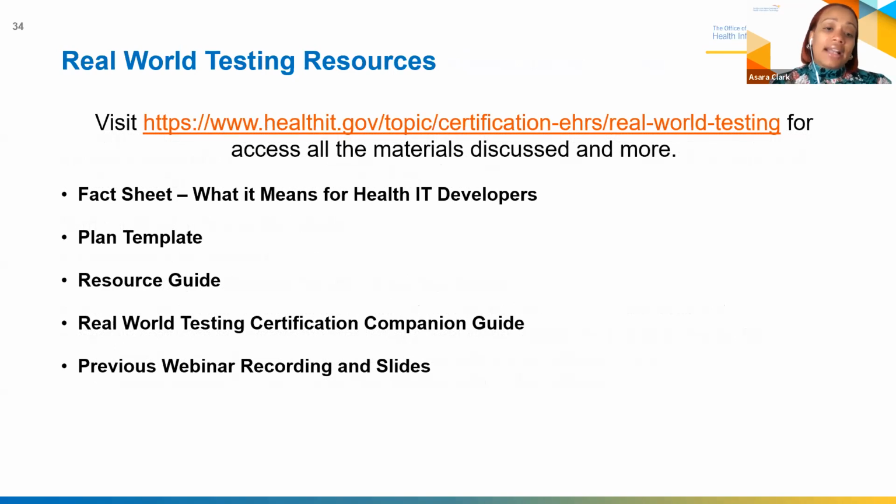We also have a fact sheet out there that we put out back in February of this year. It's a high-level overview of what real-world testing means for you as a health IT developer, the requirements and everything, making sure that you're meeting real-world testing requirements if you have the applicable criteria within the scope of your certification. Again, we have the real-world testing plan template that I covered earlier on in this presentation. We have the resource guide. We have the real world testing companion guide out that you want to take a look at if you have not taken a look at it, and then previous webinar recordings in addition to this one with the slides.